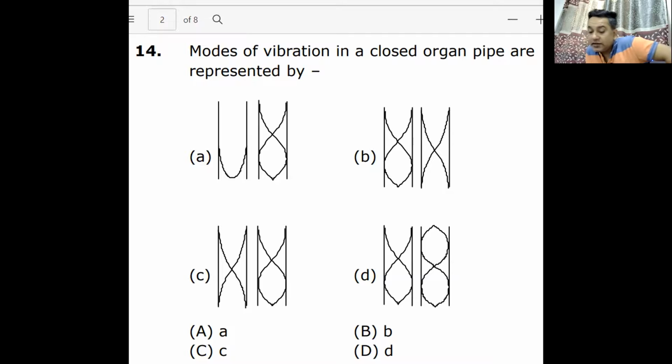Remember, they are not talking about displacement and pressure both. They are only talking about pressure. Closed pipes. Which is the correct diagram for a closed pipe? I think they have drawn the diagram wrongly. So let me take this question out because all the diagrams are drawn wrongly.